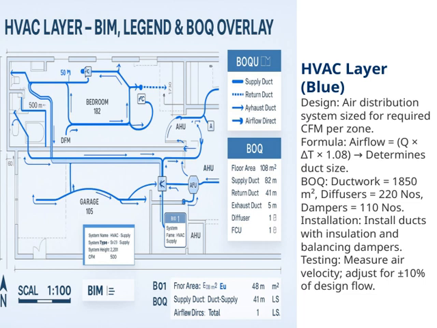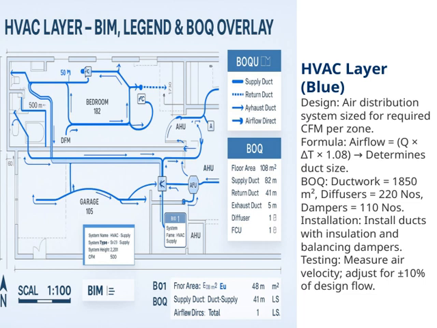Essentially, by knowing the flow rate and temperature difference, we can select ducts that will handle the airflow properly without being oversized or undersized. Moving on to the bill of quantities, or BOQ, we see that the total ductwork covers about 1,850 square meters. We also have around 220 diffusers and 110 dampers. These components are crucial for directing and controlling the airflow throughout the building. When it comes to installation, the ducts need to be installed carefully with insulation to prevent energy loss. We also install balancing dampers to fine-tune the airflow in each zone, making sure everything is operating as planned.